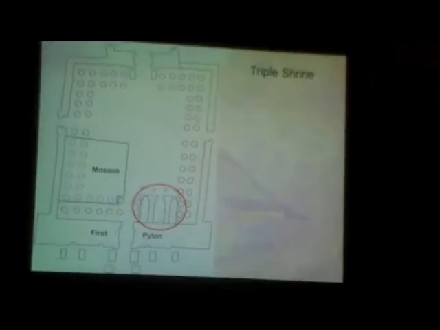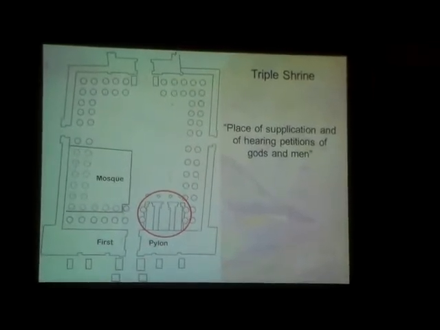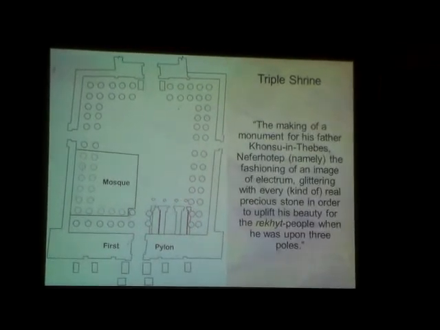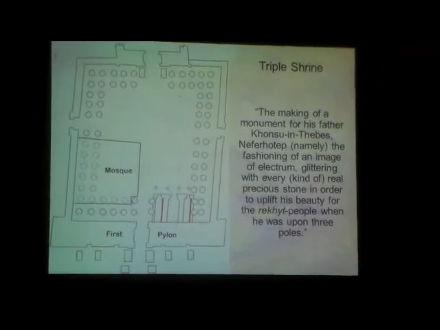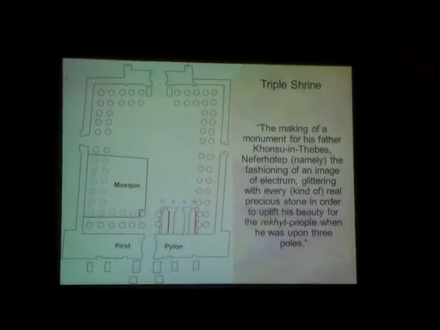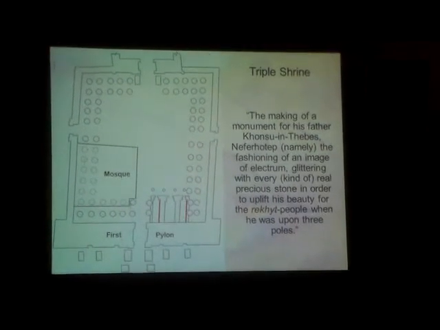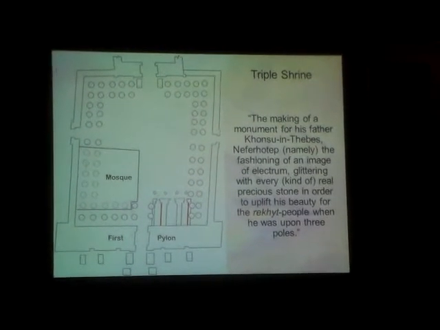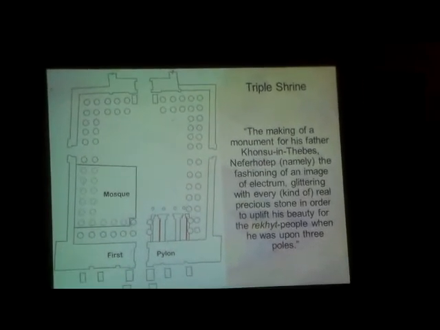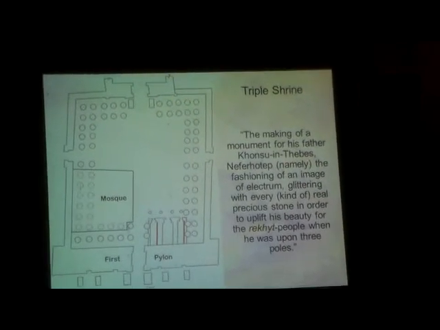We have the triple shrine, which also seems to have been accessible, because it's referred to as a place of supplication and of hearing petitions of gods and men. And we have two pretty much identical inscriptions in the chapels of Mut and Khonsu, and here's the one from the chapel of Khonsu, and it says, the making of a monument for his father Khonsu in Thebes, Neferhotep, namely the fashioning of an image of electrum, glittering of every real precious stone, in order to uplift his beauty for the rekhyt people when he is upon his three poles.